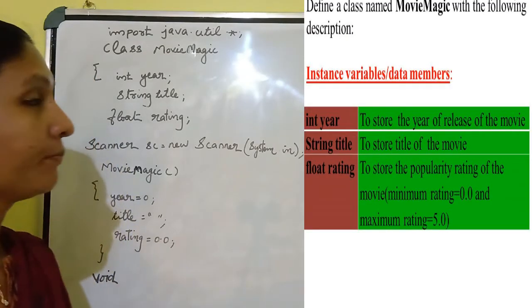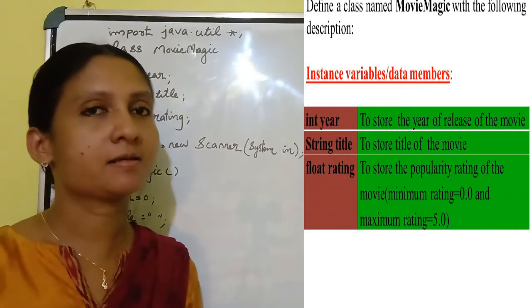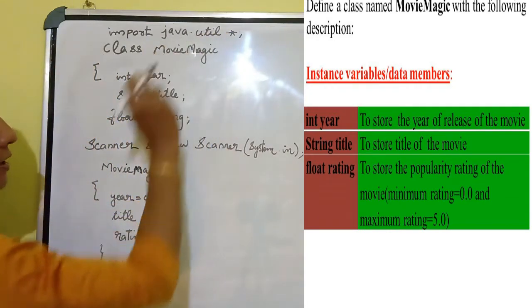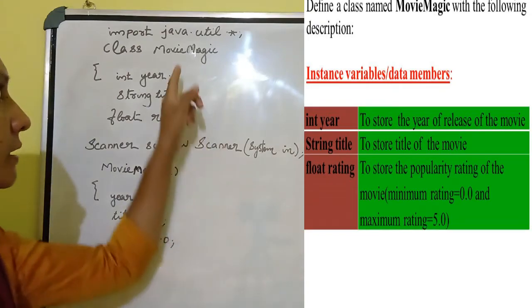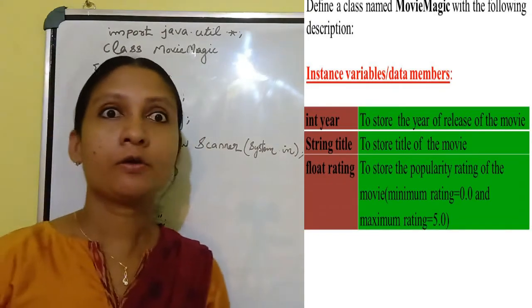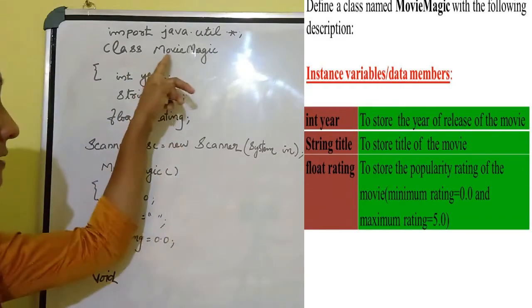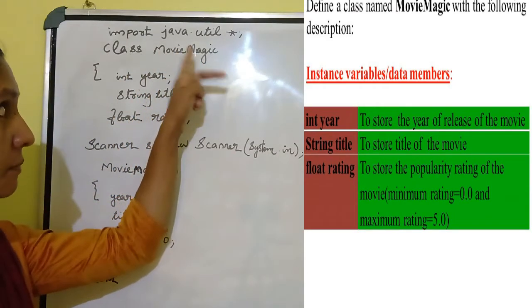Let's start now. Here we are using the Scanner class. Because of that, first you have to write the package name, import java.util.*. And in the question they mention the class name is MovieMagic. You have to use the same class name. Don't change the class name. Here the same letters also, MovieMagic, M is capital.